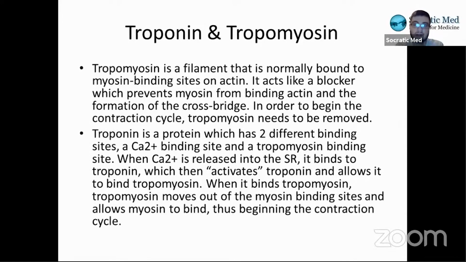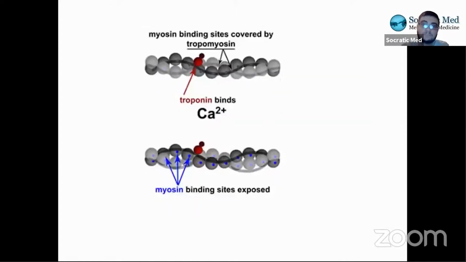You only have calcium available when the axon, the brain, or the nervous system tells the muscle fiber, I want you to contract, right? That activates the troponin and allows it to bind tropomyosin. When it binds tropomyosin, tropomyosin moves out of the way of the myosin binding sites and allows myosin to bind, thus beginning a contraction cycle.